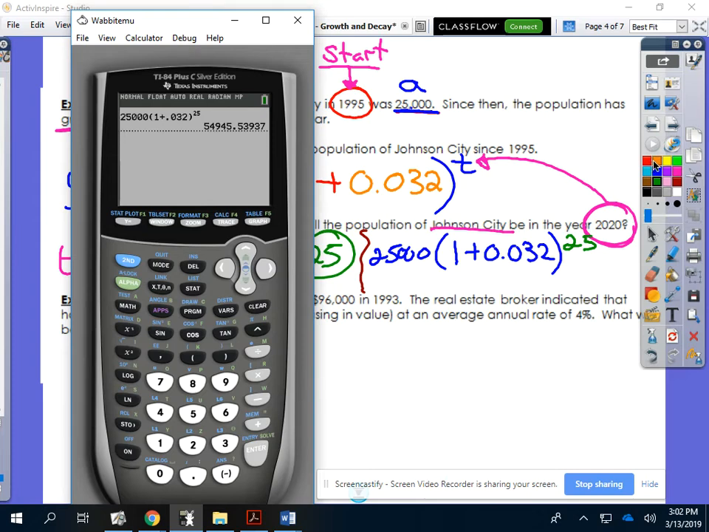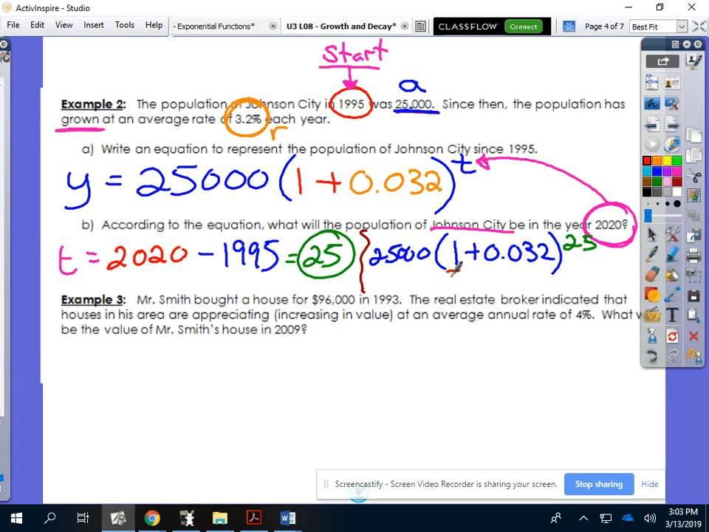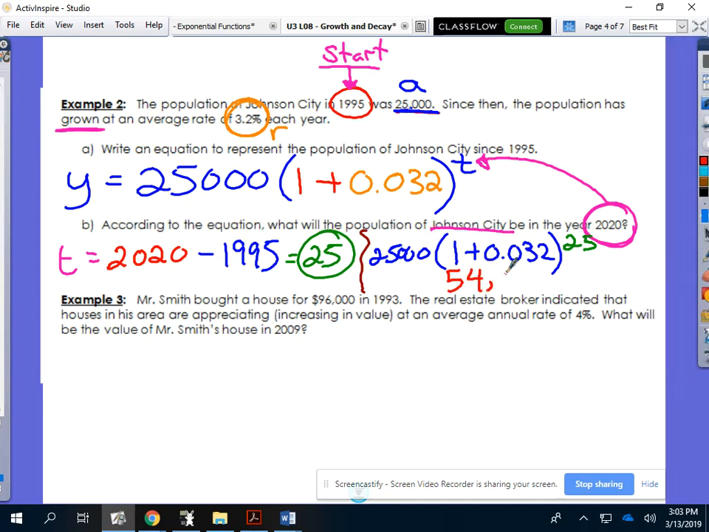Our answer is 54,945. We're going to round down again because you can't have a part of a person. So our population of Johnson City is 54,945 people. Okay, so press pause at this point. Go ahead and give this next problem a shot, and then press play and see if you got it right.